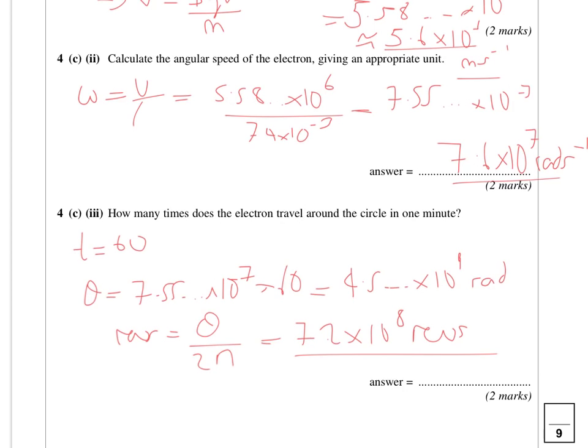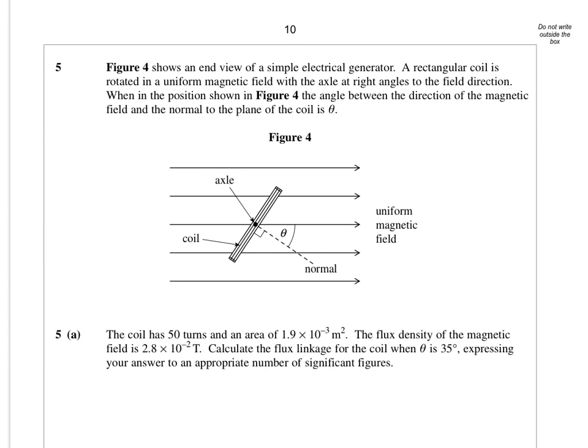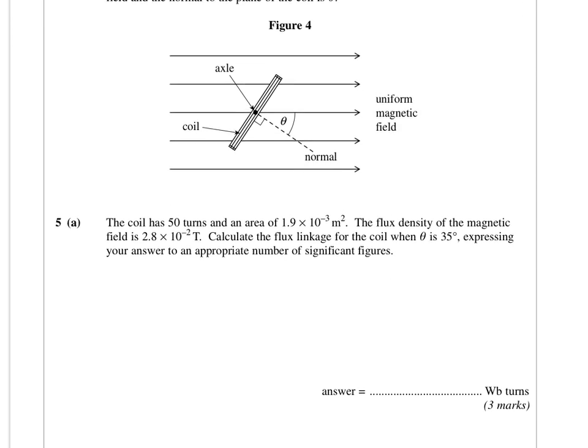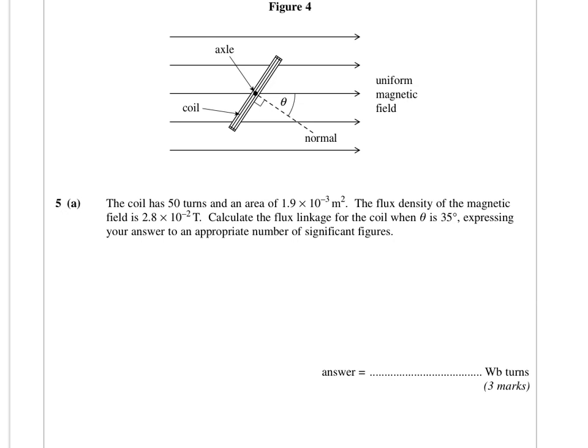Alright, so let's move on to the next question. Okay, so we're looking at an electrical generator, so we're going to do some induction by the looks of it. So we've got a rectangular coil rotating, and its normal is at an angle theta to the field. The coil has 50 turns, an area of this value. We've got B. Calculate the flux linkage when theta is 35 degrees.